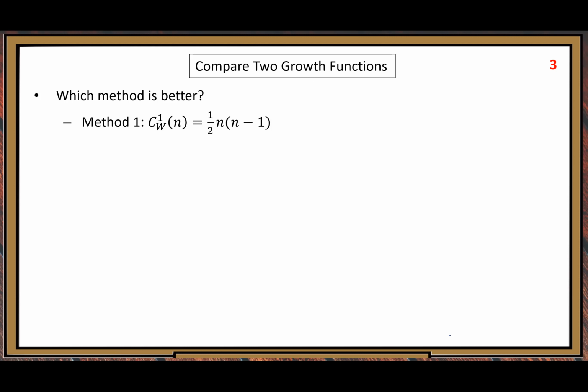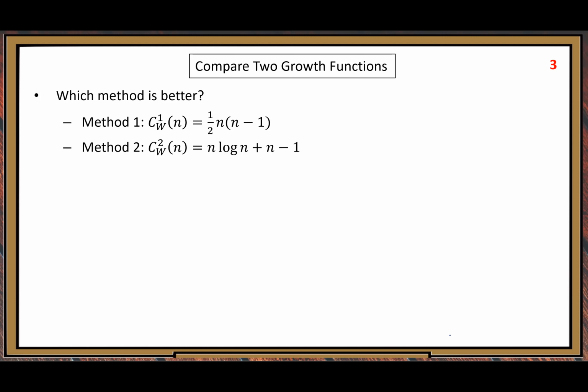Let me copy the result from method 1, the worst case function. Not the best case, the worst case. We compare worst case functions for both methods. The first expression is 1/2 times n(n minus 1). For the second method, we have n log n, the dominant term, plus the minor term, n minus 1.